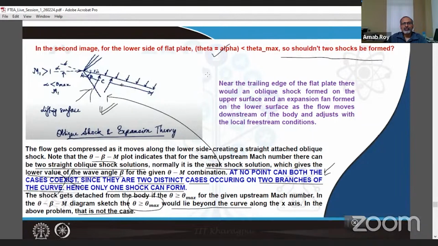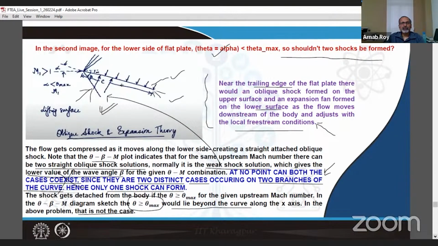You may recall that as the flow moves down, near the trailing edge of the flat plate, there will be an oblique shock formed on the upper surface, and an expansion fan formed on the lower surface as the flow moves downstream of the body and adjusts to the local free stream conditions. So that's again something that you need to recap: we are talking about a shock here, we are talking about expansion here, and how that helps the flow to cope with the local free stream conditions.